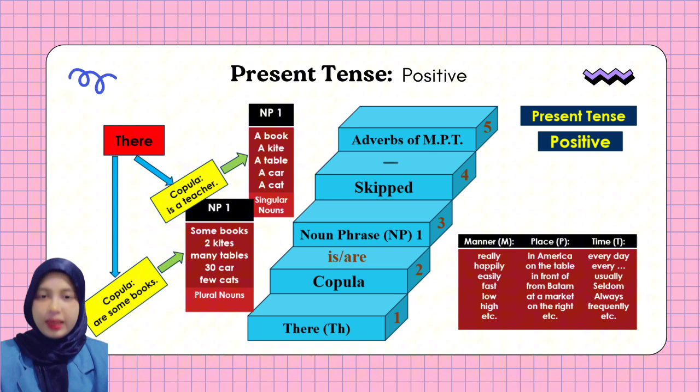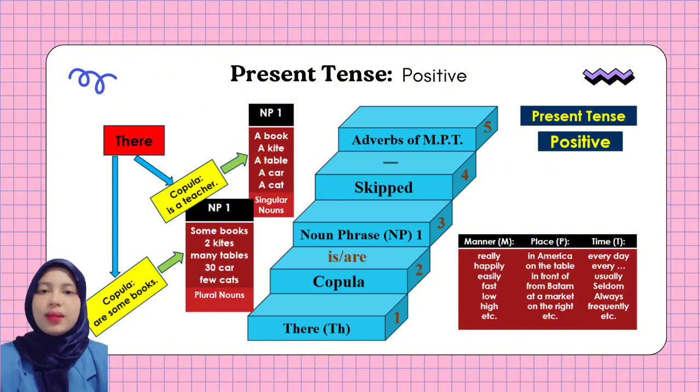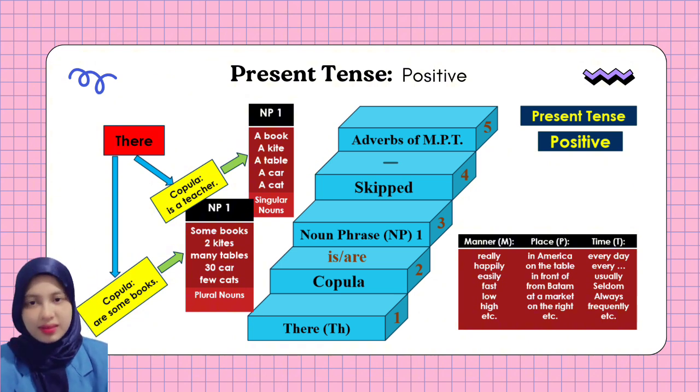So we have is for singular noun phrases like a teacher or a book, and are for plural noun phrases like some books or many tables. Notice how the copula changes depending on whether the noun is singular or plural. Stairs 3, noun phrase 1. This is the subject of our sentence. It can be a singular noun like a book, a kite, or a cat, or a plural noun like some books, 2 kites, or many tables.